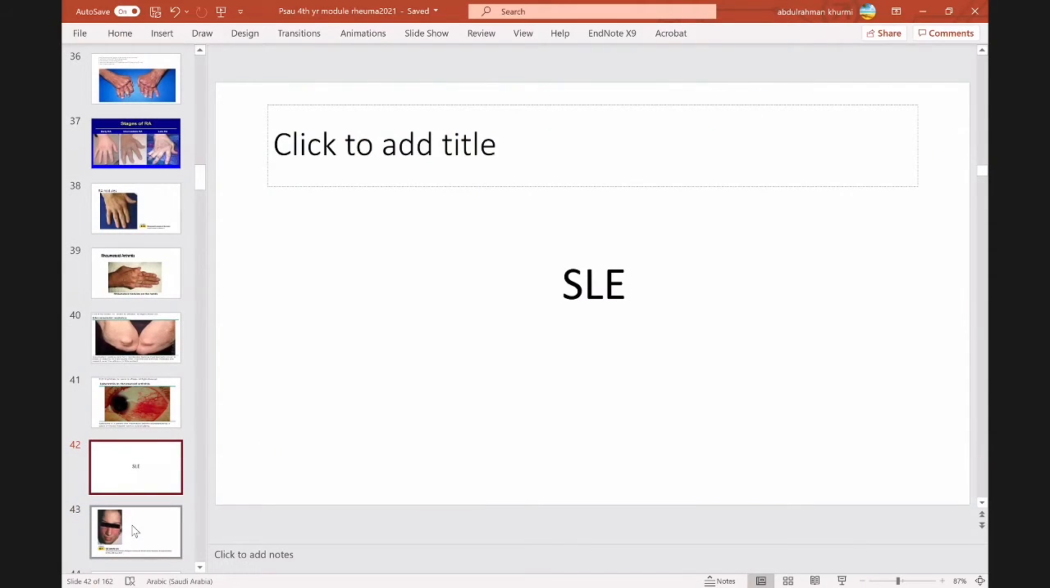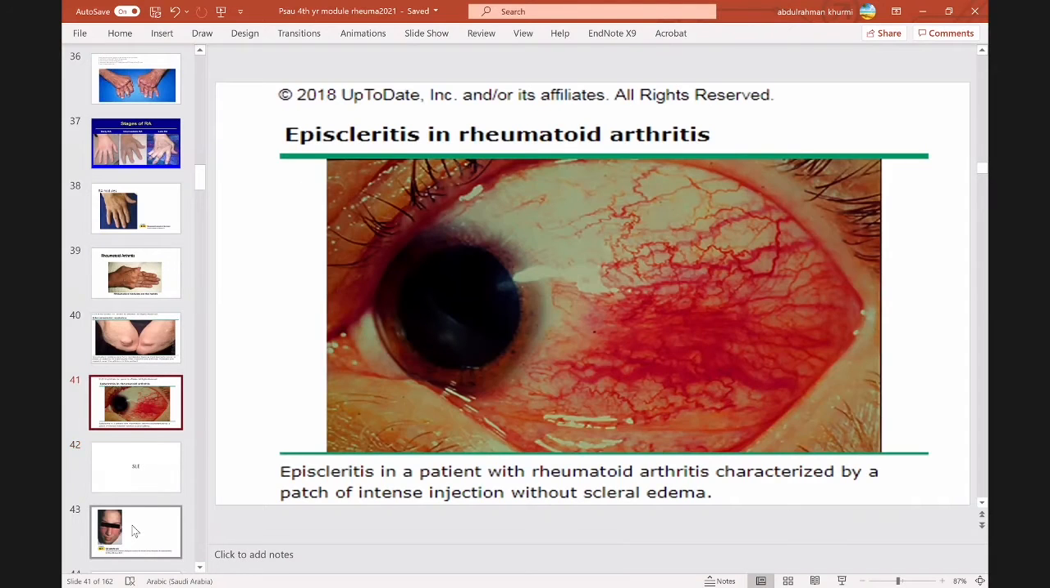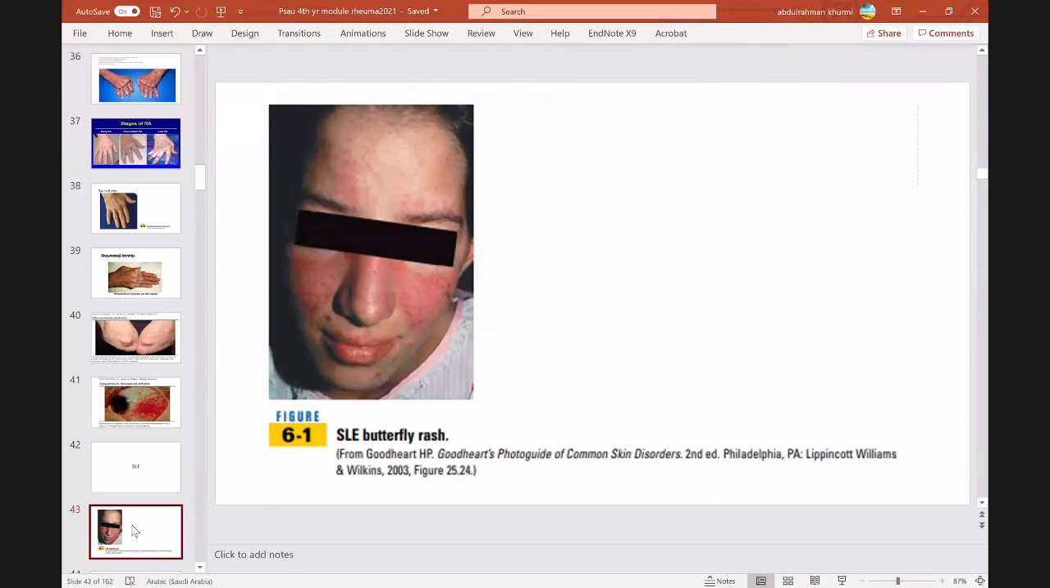Now it goes to SLE. Rheumatoid is clear or not? Clear. So lupus, what do you see here?